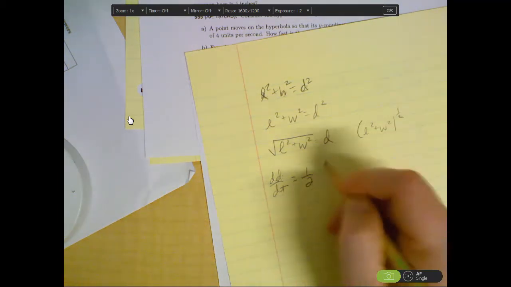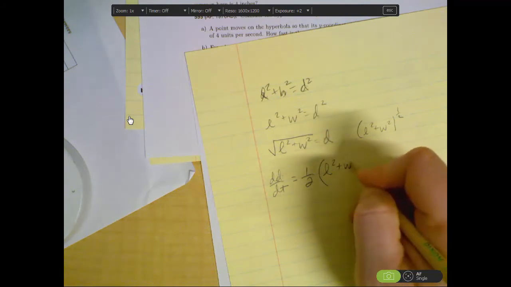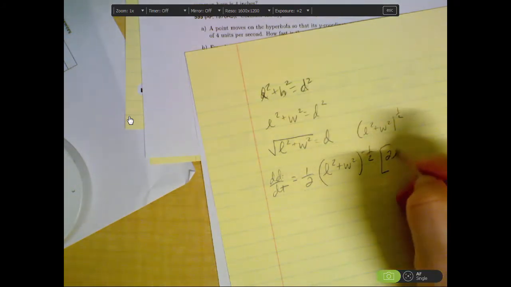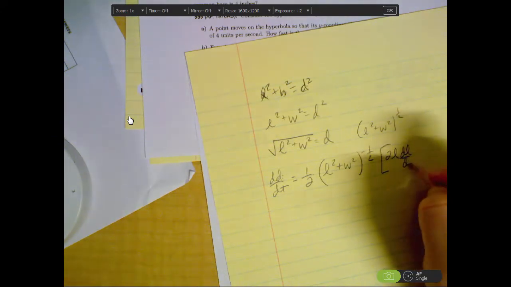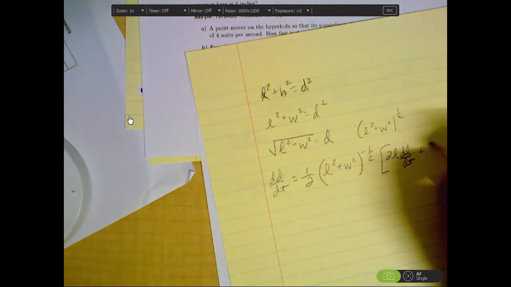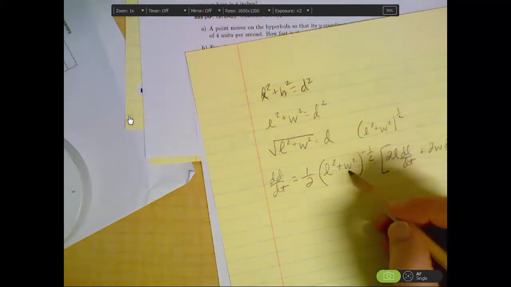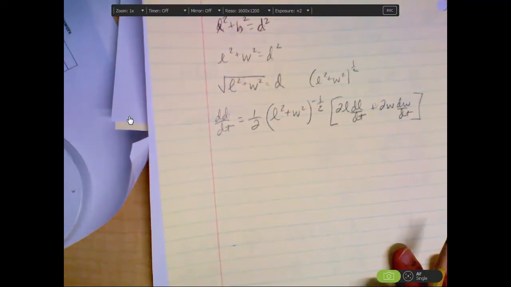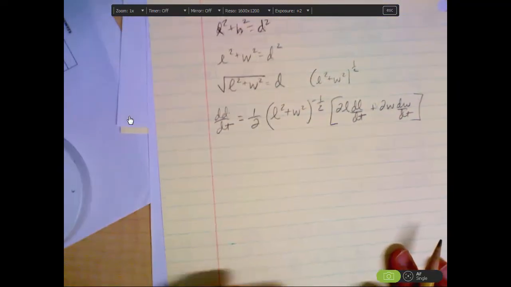So 1/2 (L squared plus W squared) to the -1/2 times 2L dL/dt plus 2W dW/dt. It's just like implicit differentiation. Every time you take the derivative of anything, you have to remember it's a function of time, so you must also take the derivative with respect to time.